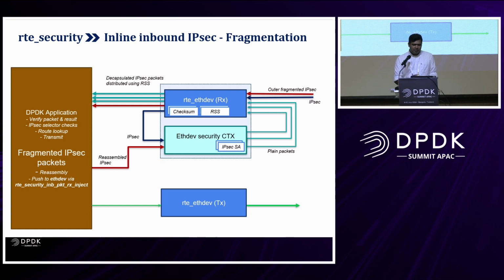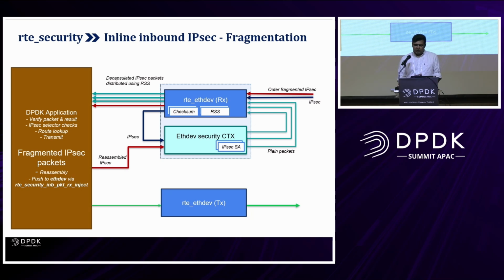But with RX Inject, the idea is that from the application we push to the Ethrev security context, and these packets will get processed just like any other inline IPsec packets would. The packets will get decrypted, decapsulated, and pushed back to RT Ethrev. Then any other RT Ethrev offloads that we talked about earlier, be it checksum, inner packet parsing, or reassembly, will be available for such re-injected packets.